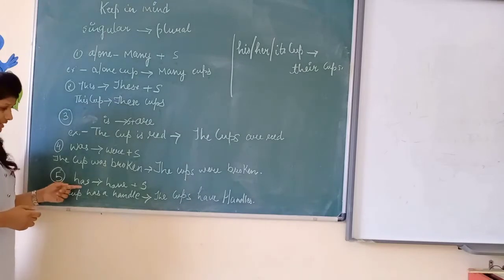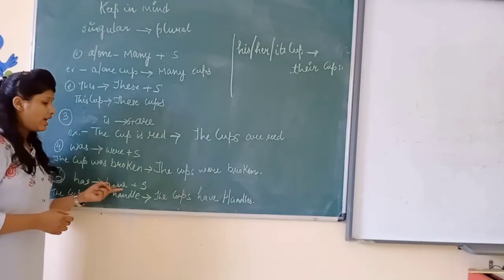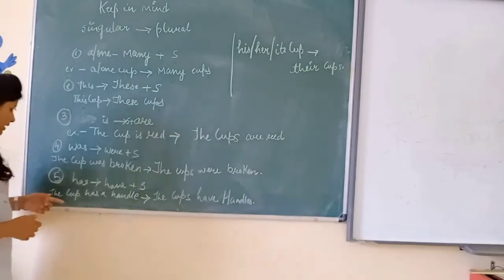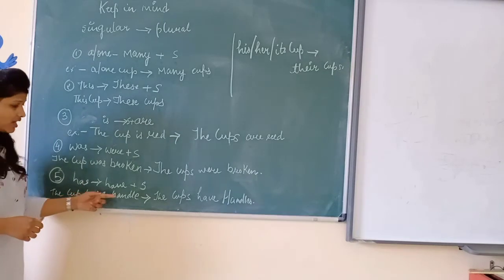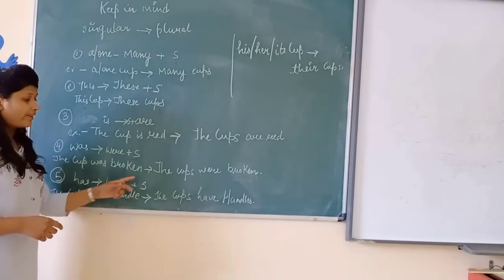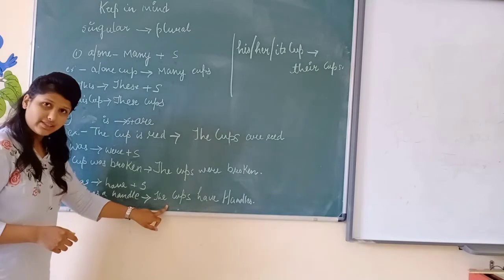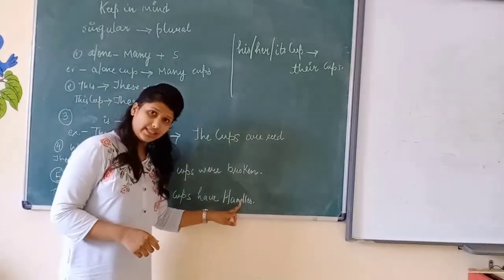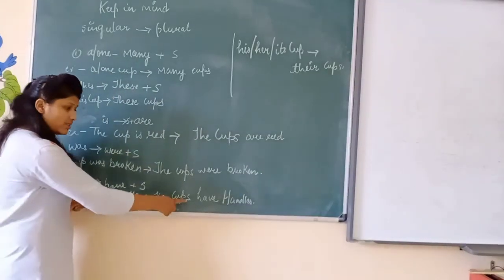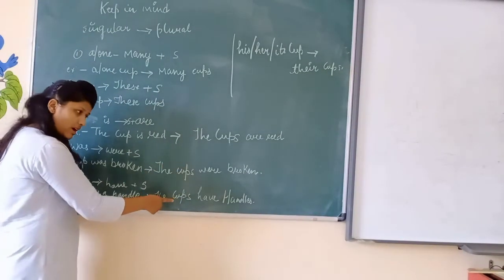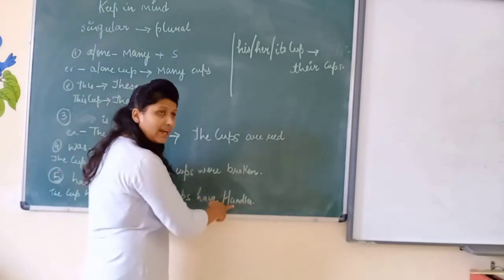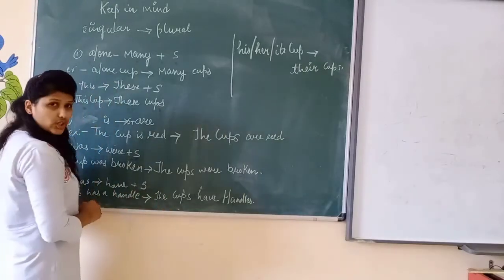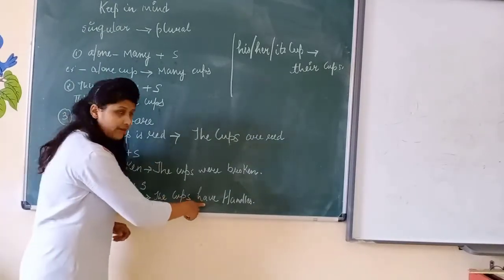Fifth rule, has changes to have and s is added to the noun. For example, the cup has a handle. So, when we change it, we will write the statement like this. The cups have handles. Here we have added s to the noun, that is cup, and s to handle too, because it is also a noun. And we have changed has into have.